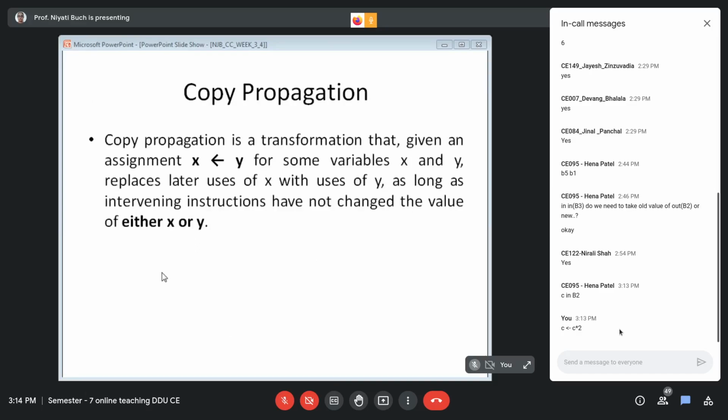Now, the next kind of optimization we are going to see is copy propagation. Copy propagation will be done, or rather the compiler will be doing it, in two phases, local and global. So this is a new topic. Before I give you an introduction, we will take it forward in the next lecture.